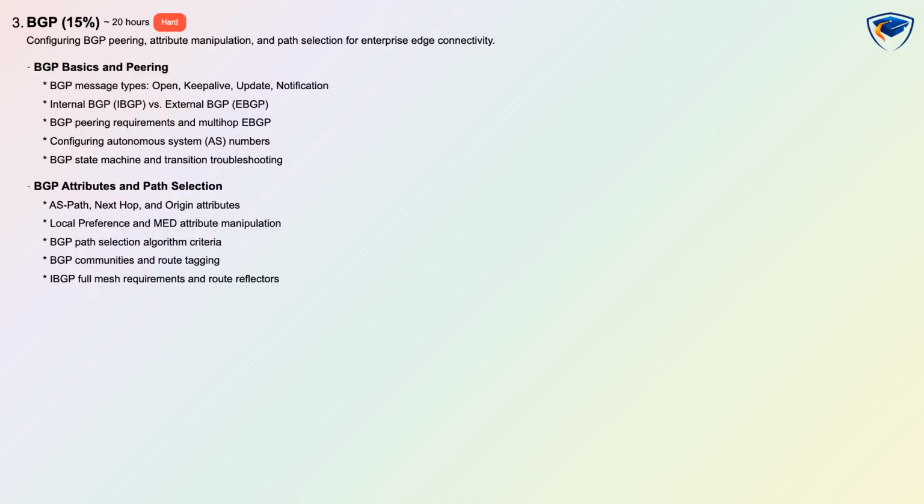You will master BGP message types, the distinctions between iBGP and eBGP, peering requirements and multi-hop eBGP, and AS number configuration and BGP state troubleshooting. You will also focus on path attributes including AS path, next hop, origin, local preference, MED, communities, route tagging, and design choices like iBGP full mesh or route reflectors.